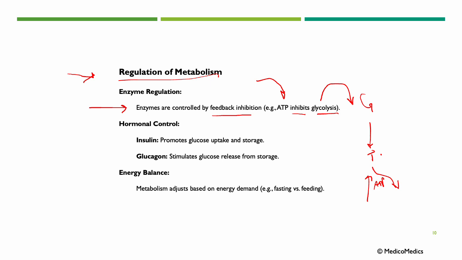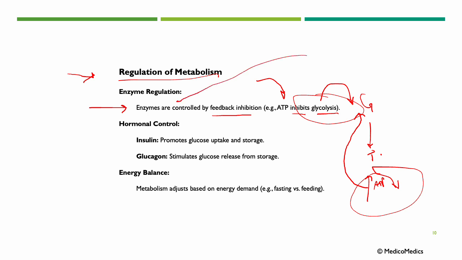But what if we have a lot of ATP produced? We need to have some kind of system in place where our body receives feedback to stop glycolysis. So the overproduction of ATP will inhibit glycolysis, and this is a feedback inhibition system. And this is what works for enzymes.